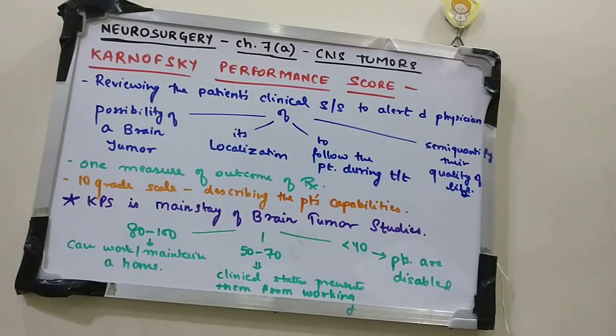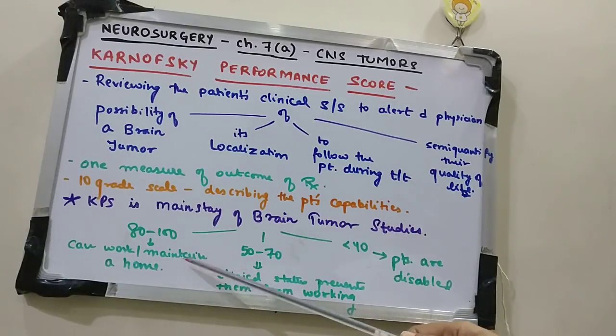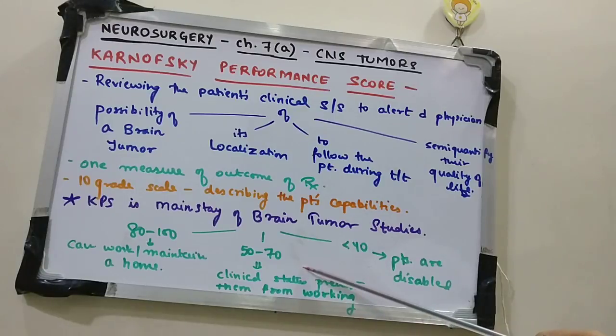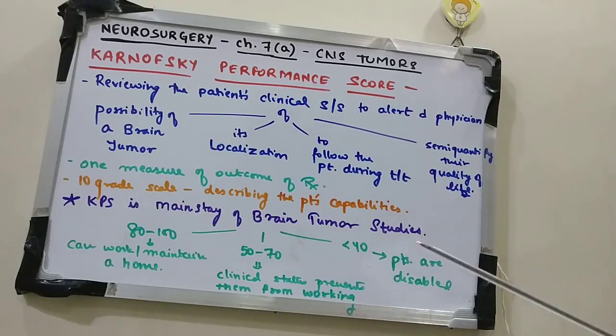So if a patient has a KPS score of 80 to 100, it means that the patient can work or maintain a home. If the score is in the range of 50 to 70, it applies to patients whose clinical status prevents them from working. And KPS scores below 40 apply to patients who are disabled.